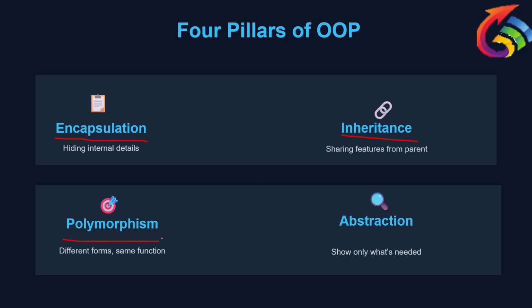Third is polymorphism. So it's just a fancy word for the same function acting differently depending on the object calling it. For example, like dogs bark and cats meow when asked to speak. The fourth one is abstraction. It's showing only what's important and hiding the complex stuff, kind of like a calculator, just giving you the answer without showing all the math.